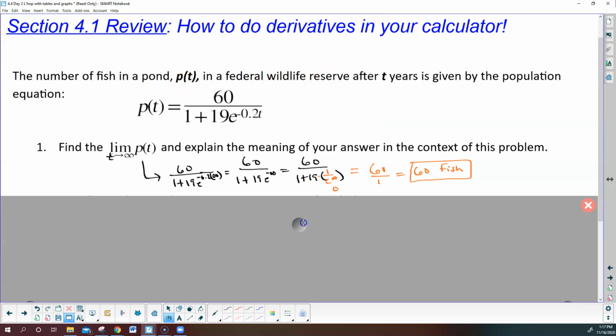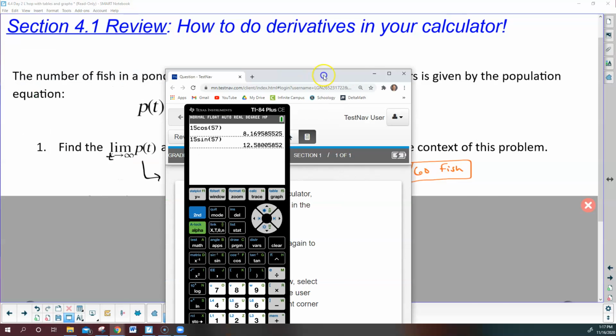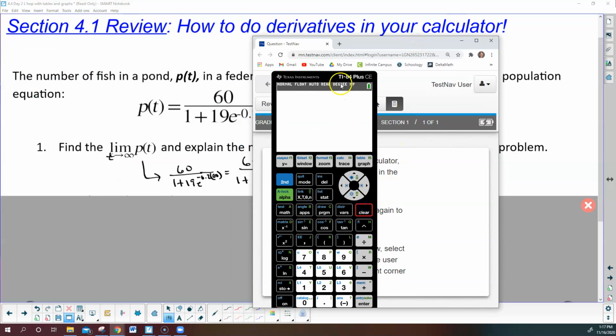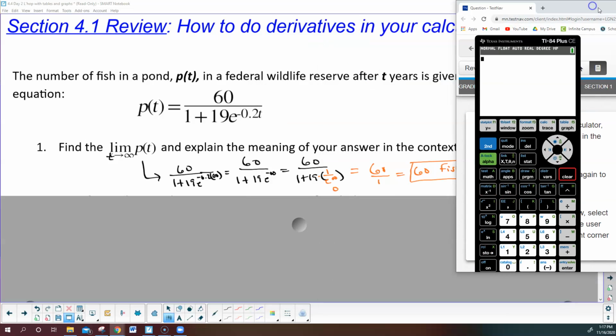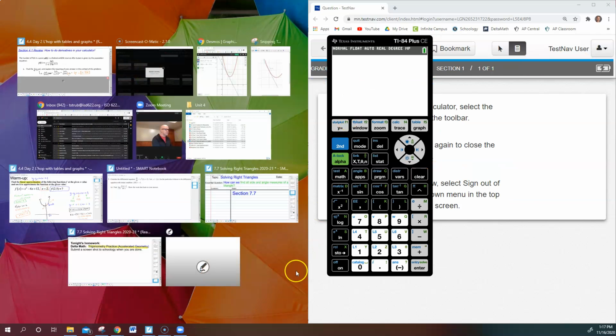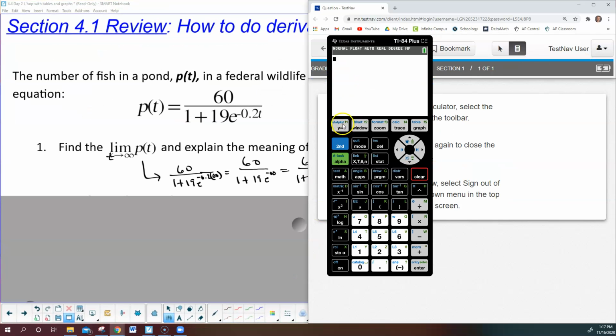All right, well, let's look at that on a calculator. So what I'm going to do is take my calculator, and I'm just going to type this into the equation. I'm going to go to y equals, and I'm going to type this function in exactly the way I see it. Quick reminder, if you don't know how to get the fraction, hit alpha y equals, and then option 1 gives me the fraction. So I have 60.